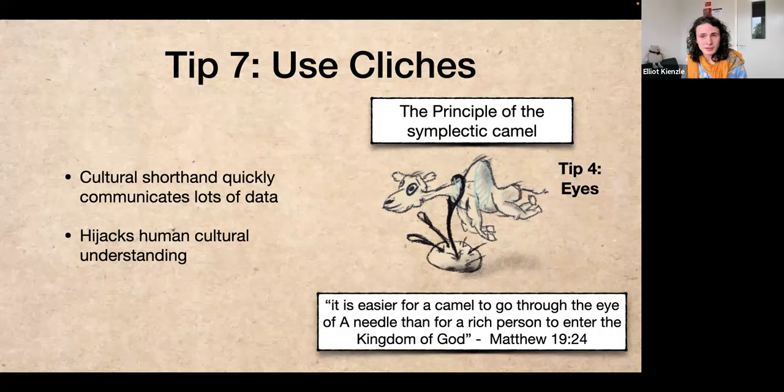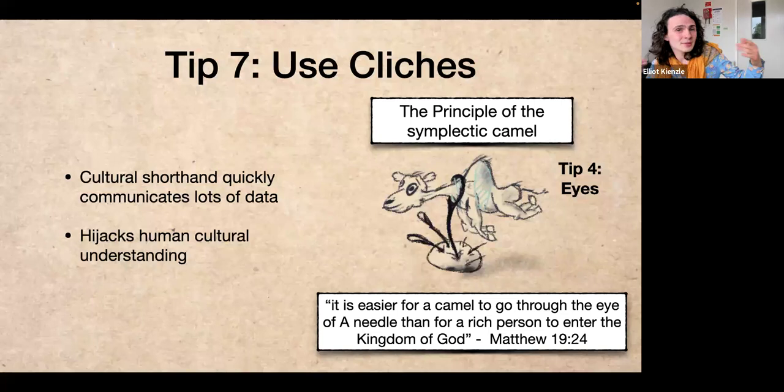Now, this is a common saying, and it goes back to the original cliche, which is the Bible. It is easier for a camel to go through the eye of a needle than for a rich person to enter the kingdom of God. It's a very evocative phrase, and it gives you some very evocative math.